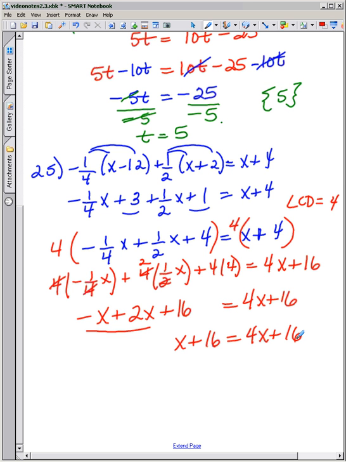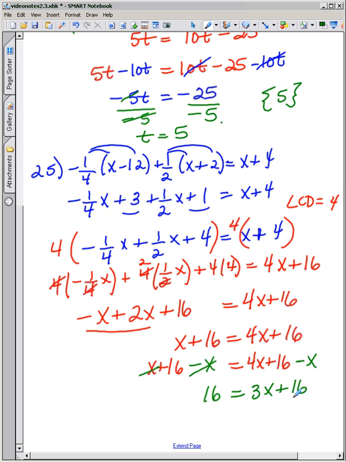Now, since we have variables and numbers on each side, I'm going to eliminate the variable with the smaller coefficient, the smaller than 4. So I'm going to, from both sides, subtract x. Okay, so this is 16, right? 4x is 3x plus 16.